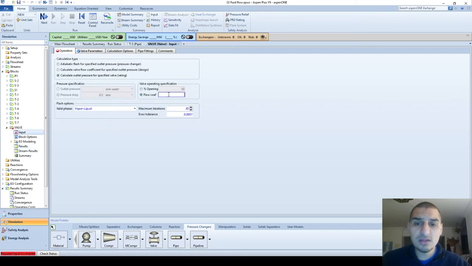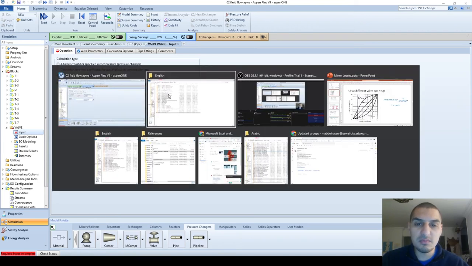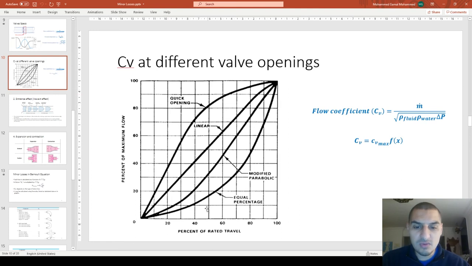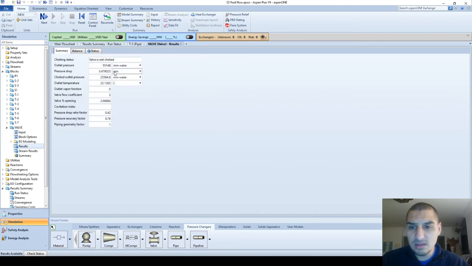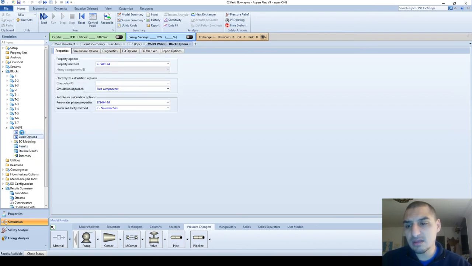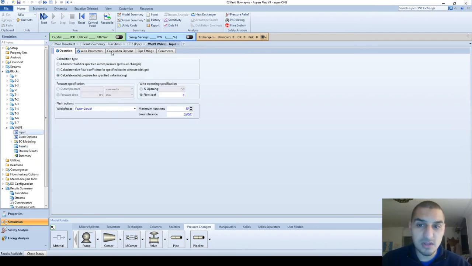For the input, you can also put the flow coefficient, because the flow coefficient is a function of the valve opening. This is what we mentioned here. According to the valve opening, you can have the flow coefficient from the function. So the flow coefficient, I could put it as 3, and see what results we're going to get. And from the results, you see the pressure drop is higher. So this is a very important parameter that we can play with.